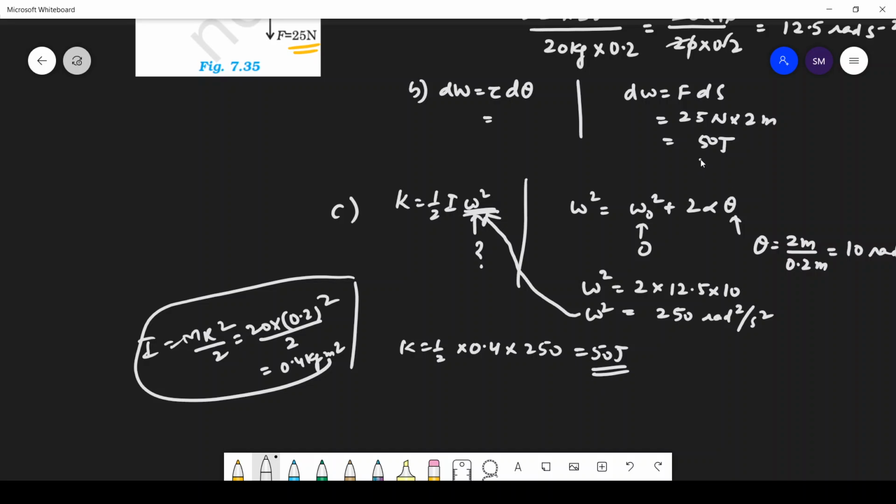So you can clearly see, students, that this work done was 50 joules, and kinetic energy is also 50 joules. So the work energy theorem is again proved here. Work done is equal to change in kinetic energy. Here initial kinetic energy was 0, so the whole work done is changed into kinetic energy. That's all, so there is no loss of energy due to friction.